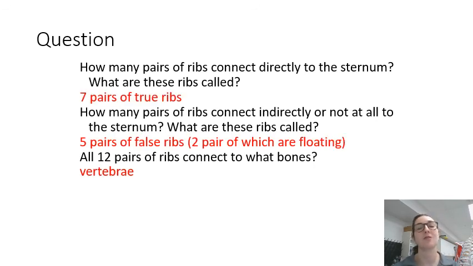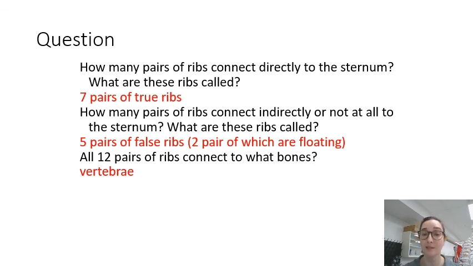All right, here are your answers. Your first 7 pairs that connect directly to the sternum are called true ribs. So 7 pairs of true ribs. As far as the next 5, those next 5 pairs are called false ribs. The first 3 are false, and the last 2, pairs 11 and 12, are false and floating because they do not connect to the front at all. And then all those ribs, no matter if they're true, false, or floating, are all connected to vertebrae in the back. They always connect to vertebrae in the back, and it's always the thoracic vertebrae that they connect to.